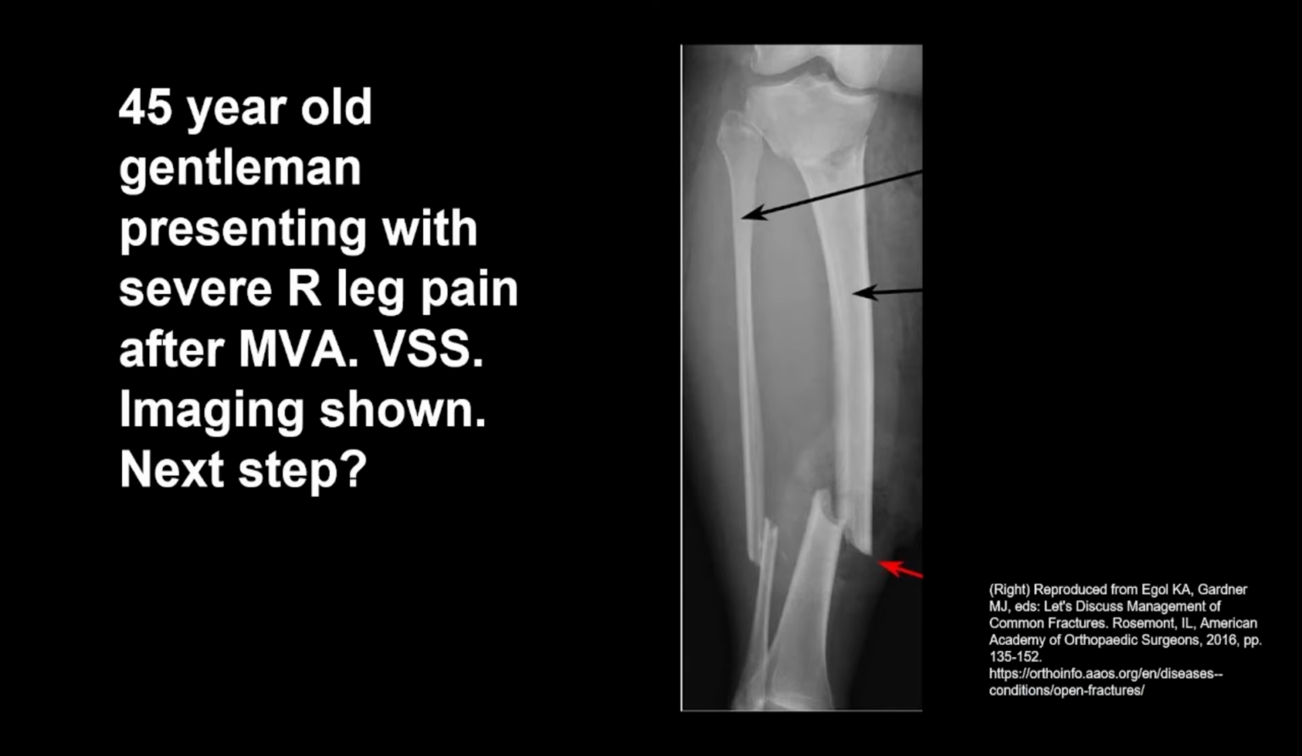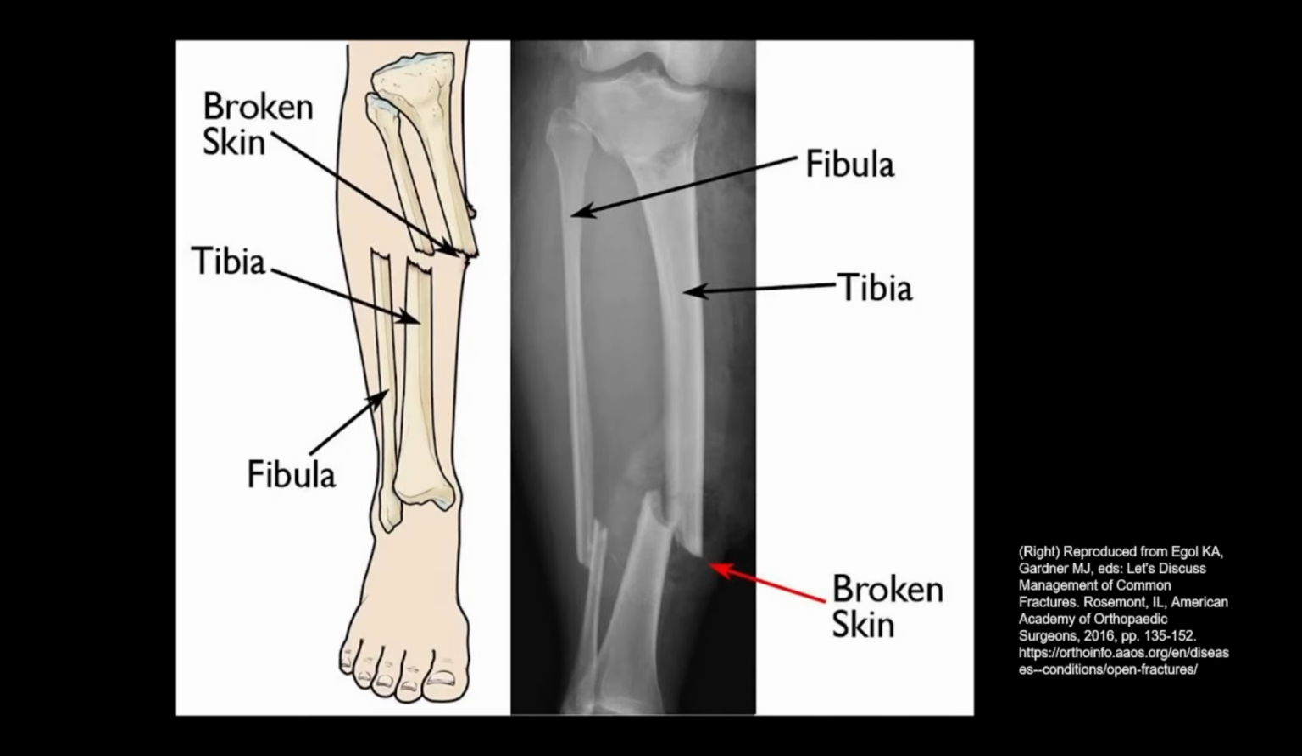So let's say the examiners give you a 45-year-old gentleman presenting with severe right leg pain after a motor vehicle accident. His vital signs are stable, but you see the following imaging. What is your next step in management? So the first thing you want to do is assess if this fracture is open or closed.